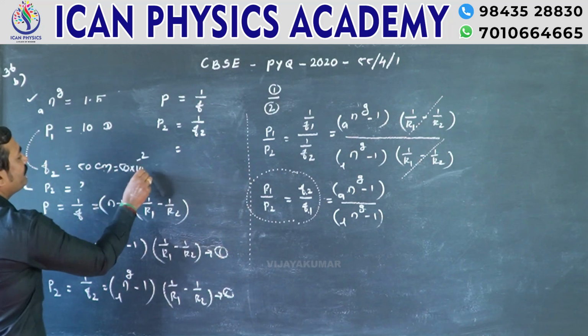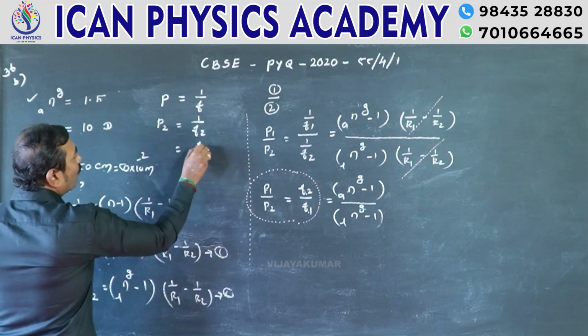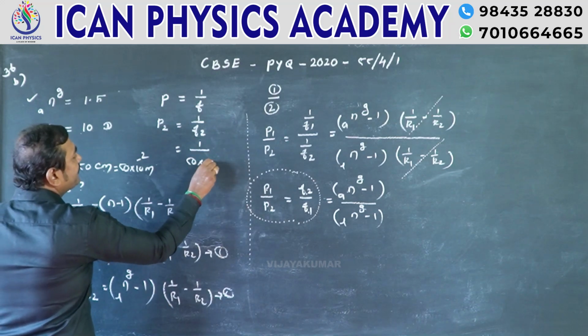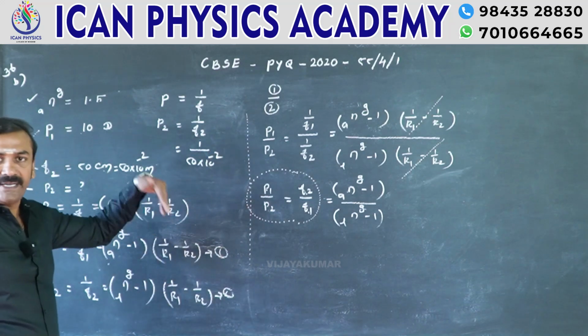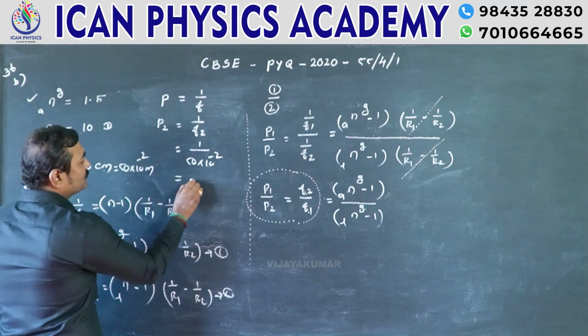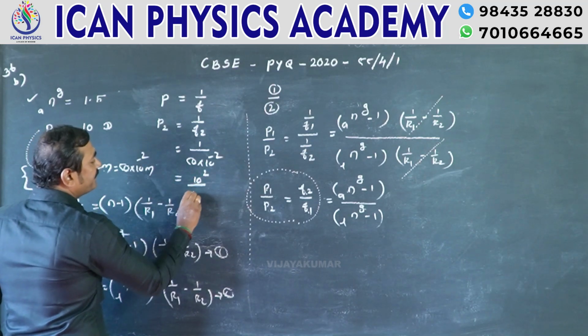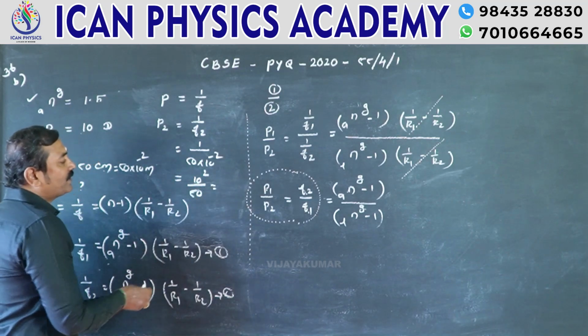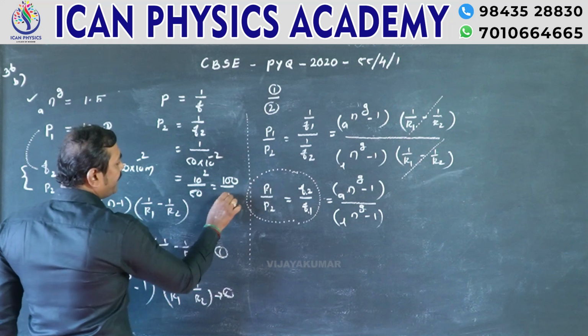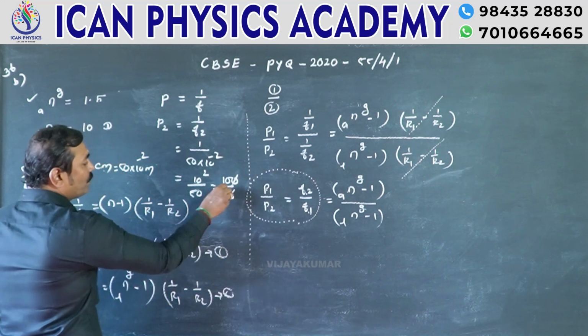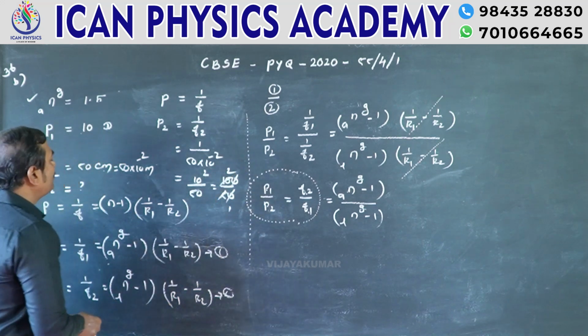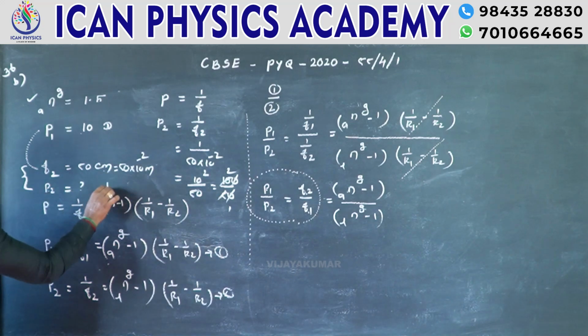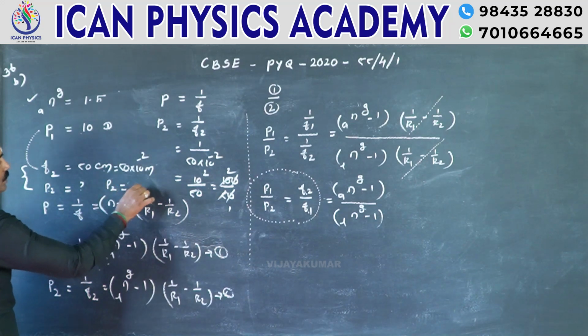50 into 10 to the power minus 2 meter. So 1 by F2, 50 into 10 to the power minus 2. The minus 2 goes to the numerator as plus 2. So 10 to the power 2 divided by 50. So what is 10 to the power 2? 100 by 50. 1 5 is 5, 2 5s are 10. So power of the second one is 2.